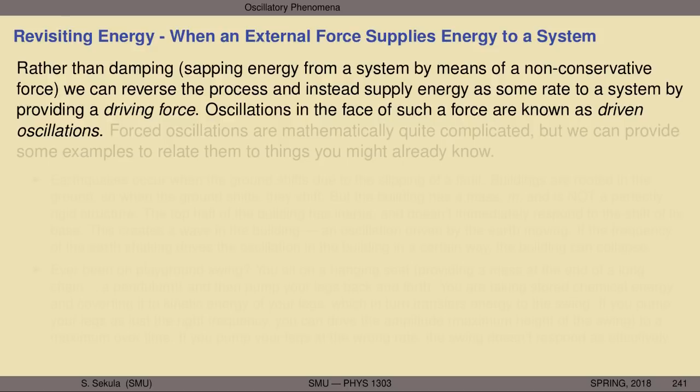Now, what happens when an external force, rather than taking energy away from a system that can execute oscillatory motion, instead supplies energy at some perhaps steady rate to that system? We can reverse the process that we've just thought about and instead have a situation not where the amplitude, the maximum displacement of the phenomenon, decreases in time, but perhaps increases in time to some new maximum. The force that does this is known as a driving force, and oscillations in the face of such a driving force are known as driven oscillations.